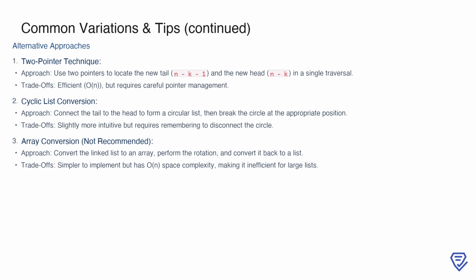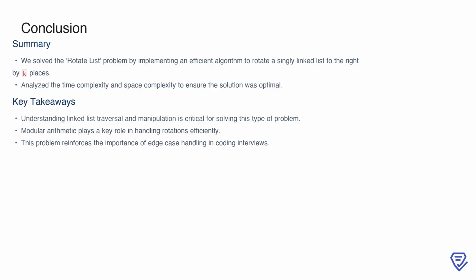Finally, there's the array conversion method, where you convert the linked list into an array, perform the rotation, and then convert it back into a list. While this approach is simpler to implement, it uses O(n) additional space, making it less efficient for large lists. Each of these methods has its trade-offs, so it's important to choose the one that best fits the constraints and requirements of the problem.